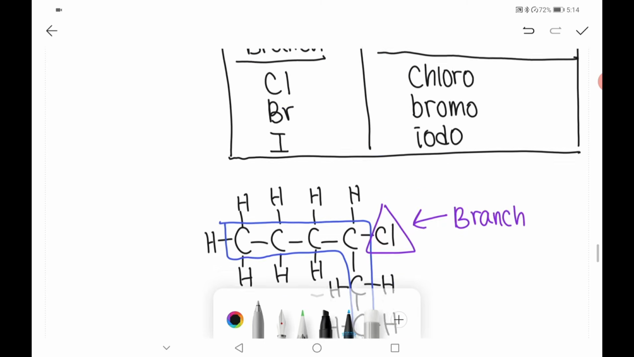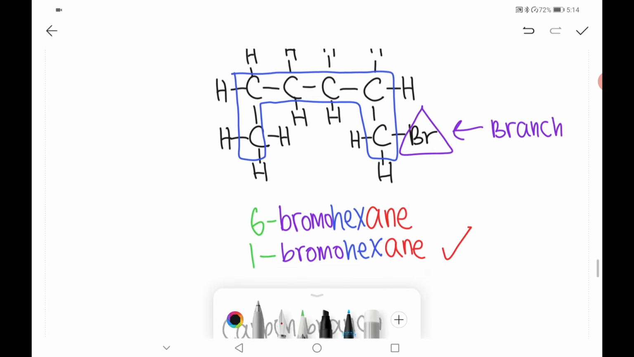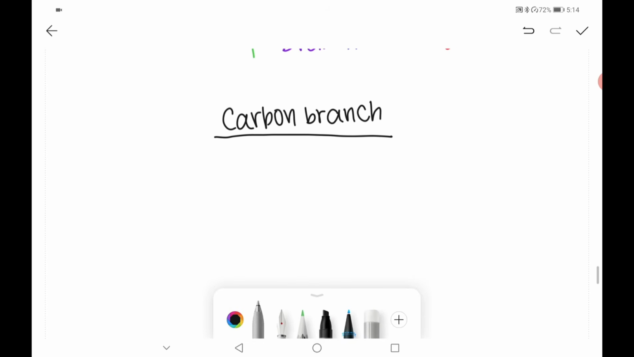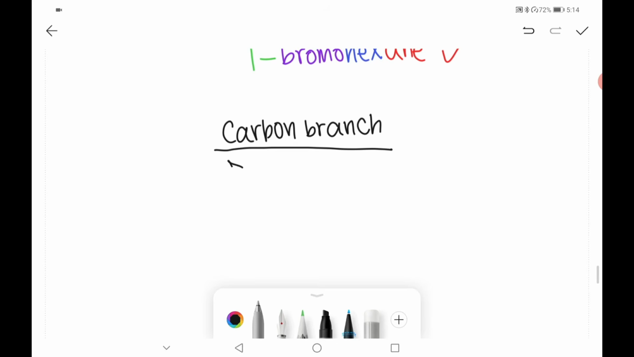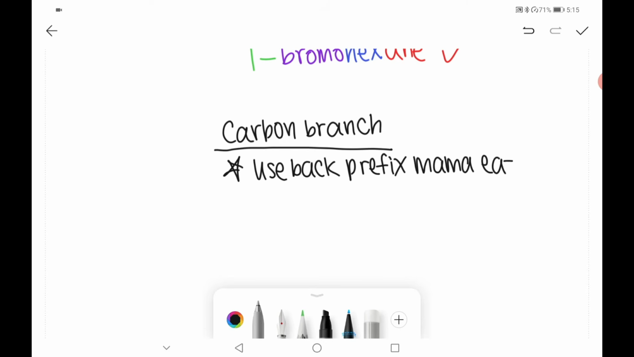Okay, so just now we were doing non-carbon branch, but now we are doing carbon branch. What if we have a carbon branch? You will still use back the prefix, the mama eat papaya thing. Mama eat papaya, but papa has hidden orange. Use back the mama eat papaya prefix to name the branch.